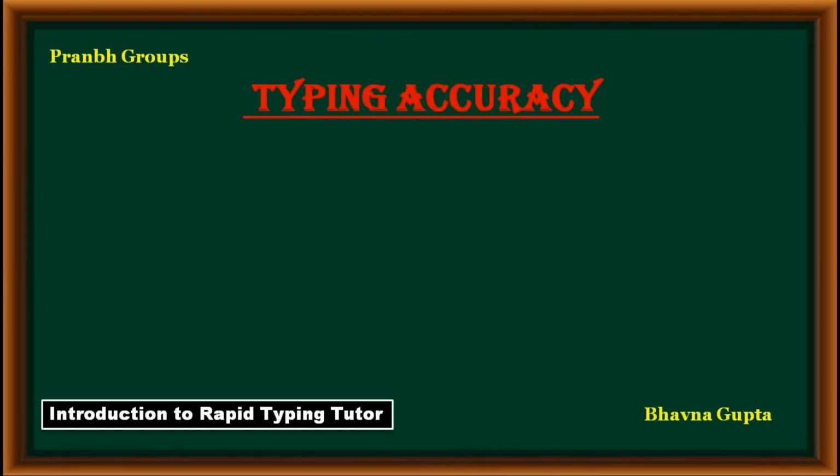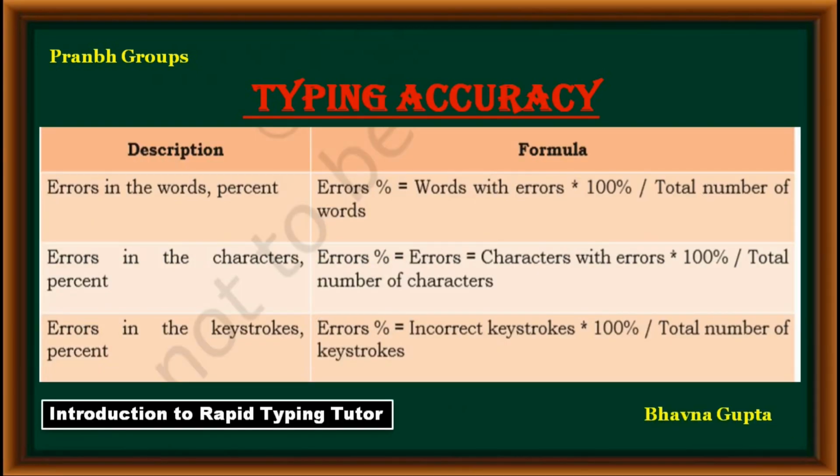The next topic is typing accuracy. The typing accuracy is defined as the percentage of correct entries out of the total entries typed. The following table lists the different formulas for the typing accuracy calculation.